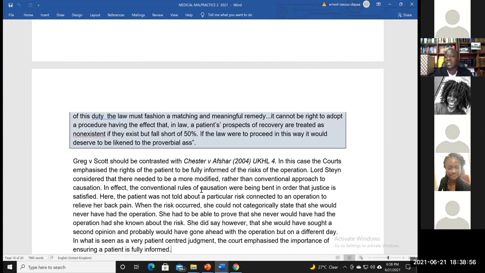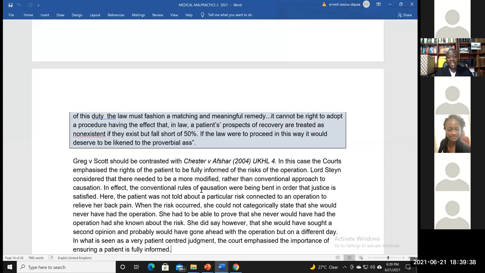Of course, Bolitho had been seen as also trying to bring some kind of discipline to Bolam tests, and Chester against Afshar was even seen as having taken the application of Bolam to another higher level, until, of course, in 2015, as I said, with respect to disclosure of information, we have had a more recent decision in the Montgomery case, which I have been talking about.